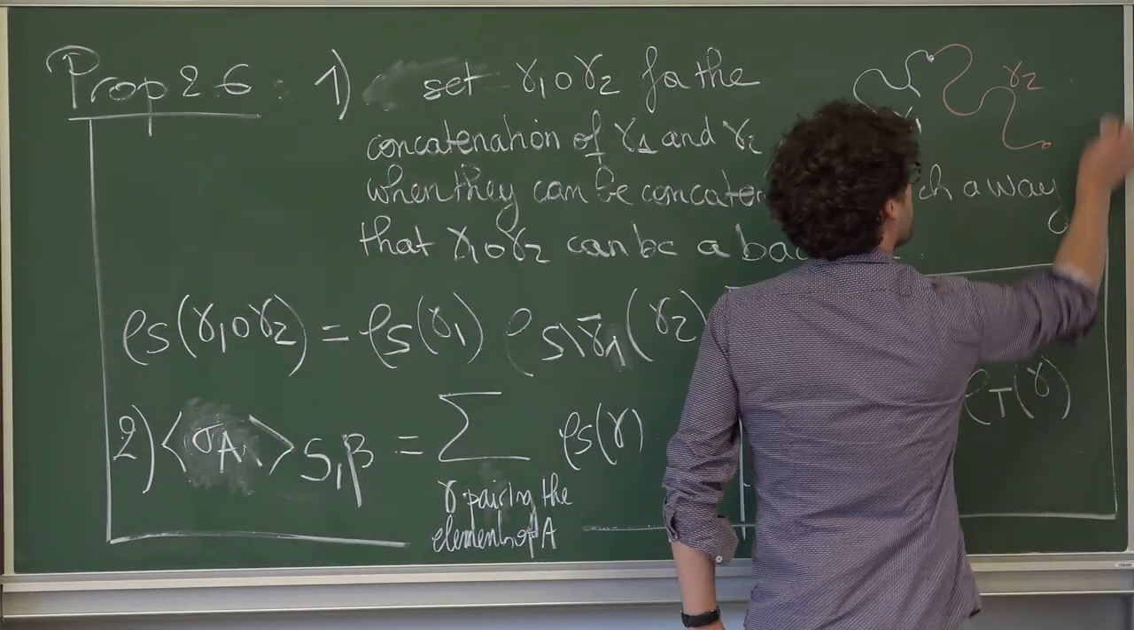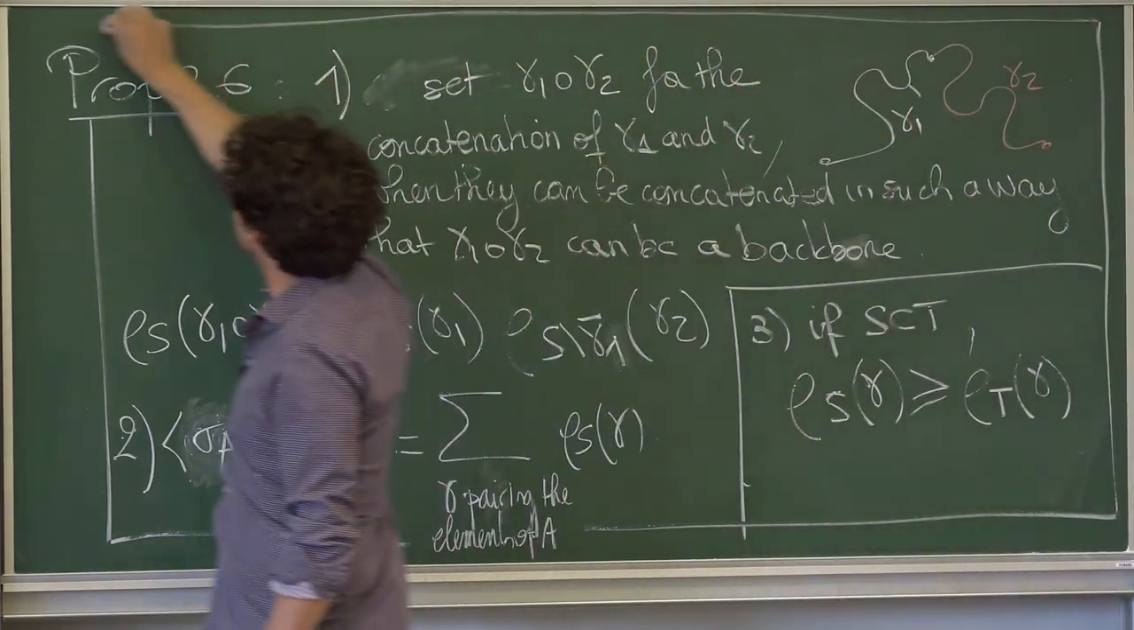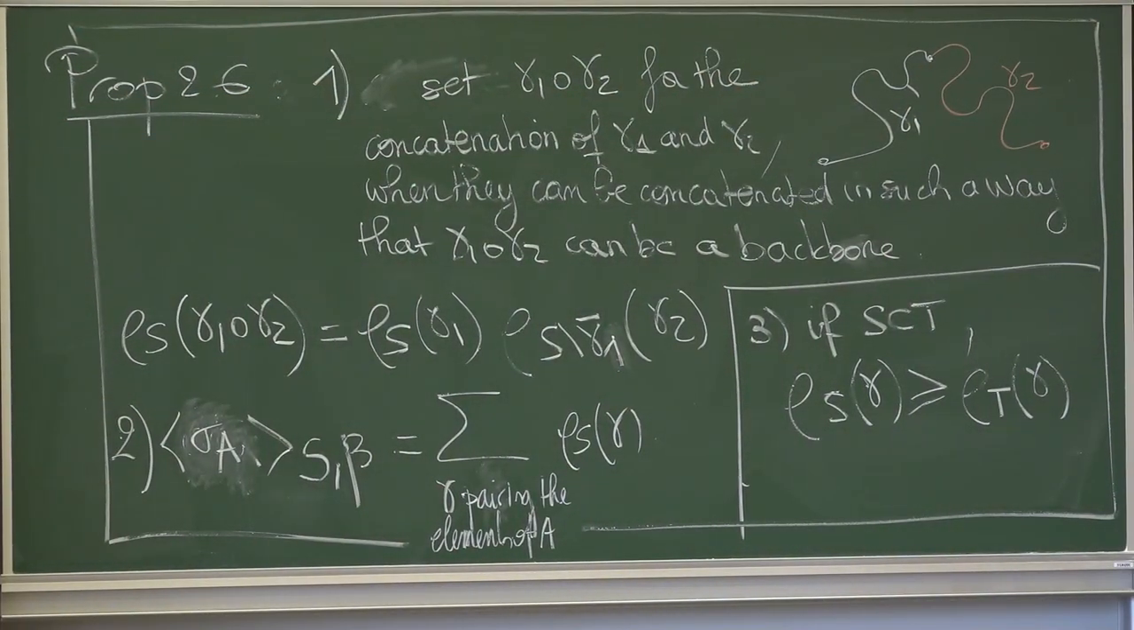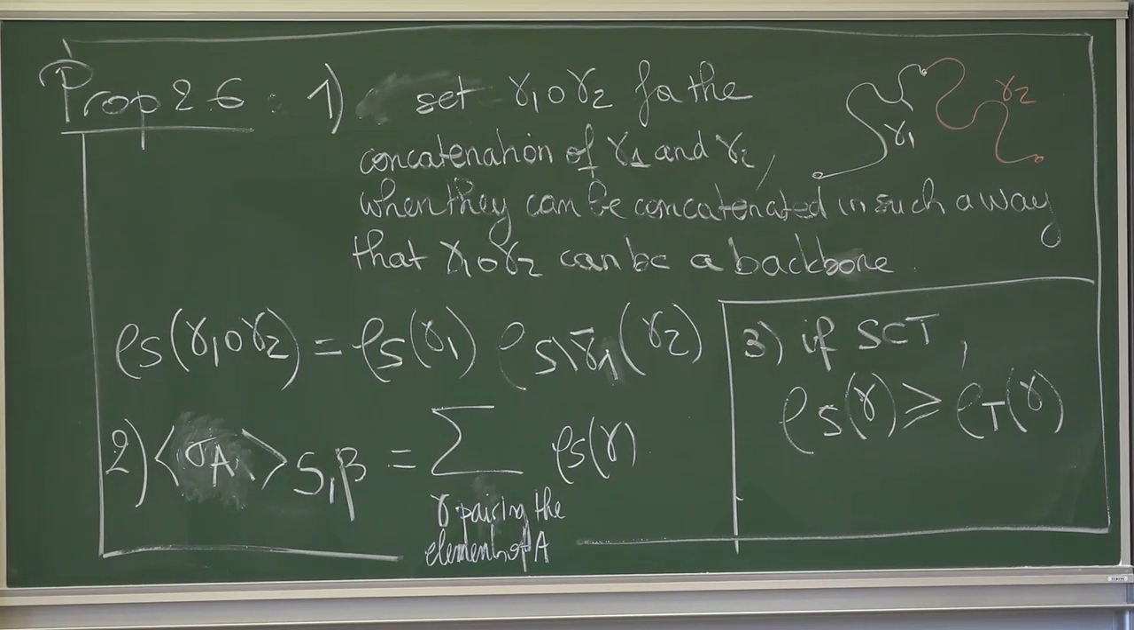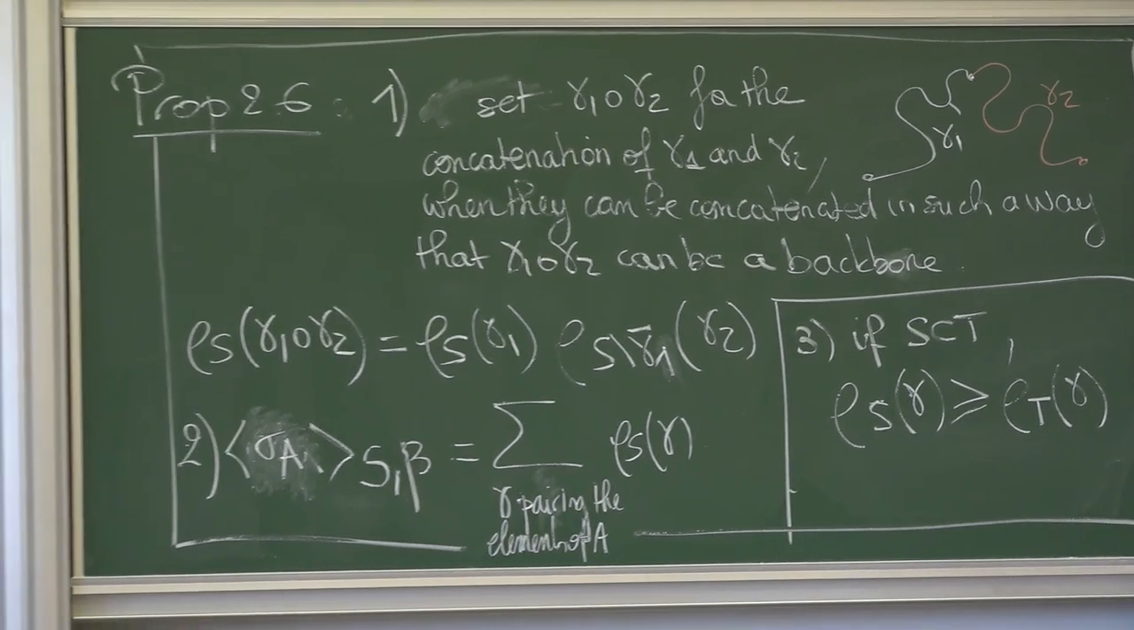So why did I mention this? First, because we are going to use it next week, but also because I wanted to draw an analogy with another model of statistical physics, which is called the self-avoiding walk.